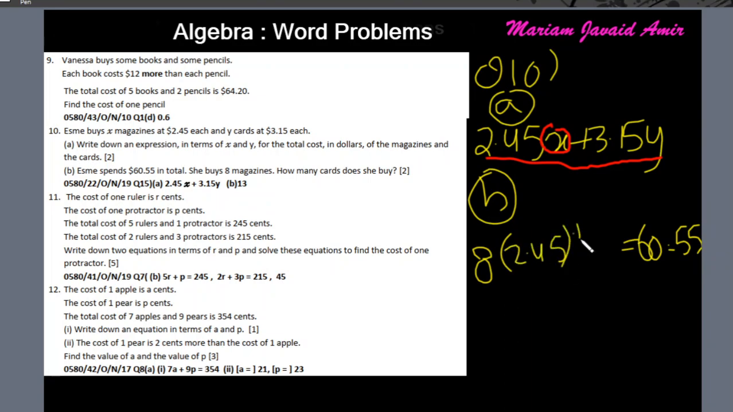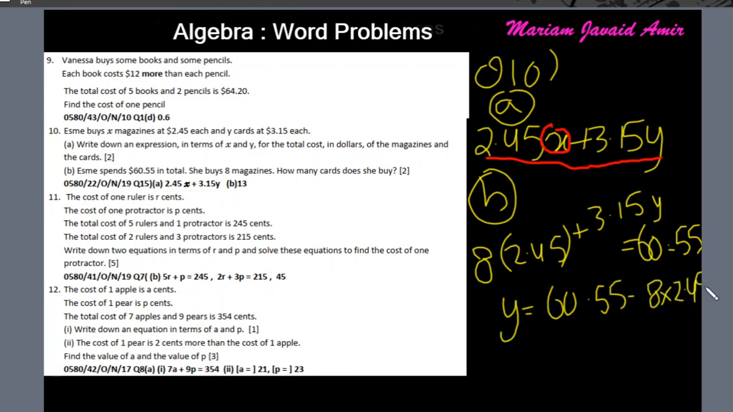2.45 plus 3.15y. So to get the value of y, I'll directly write 60.55 minus 8 times 2.45 over 3.15. Let's see what this gives us. Fraction key on. In the numerator 60.55 minus 8 times 2.45 and in the denominator 3.15. This is giving me 13, which is the answer. Yes, y equals 13.